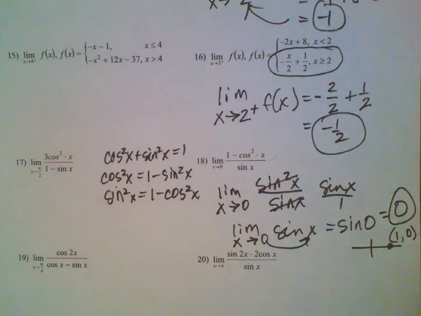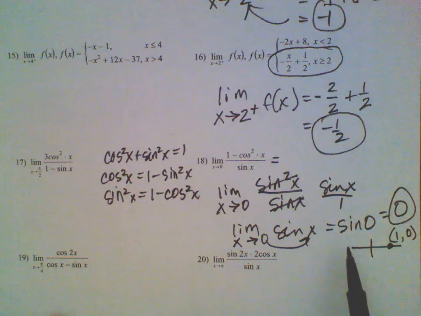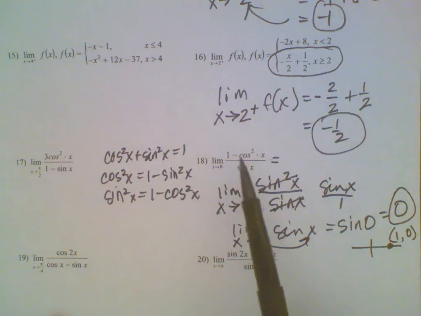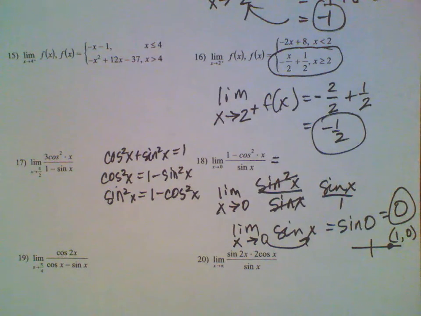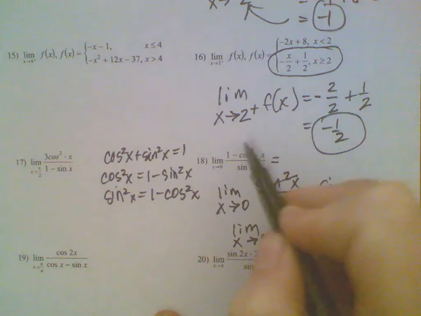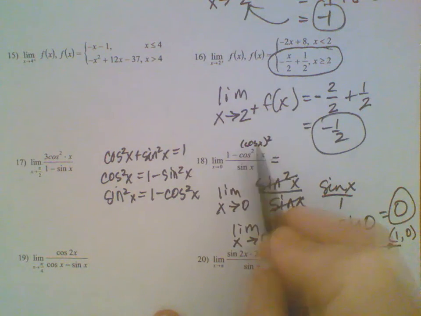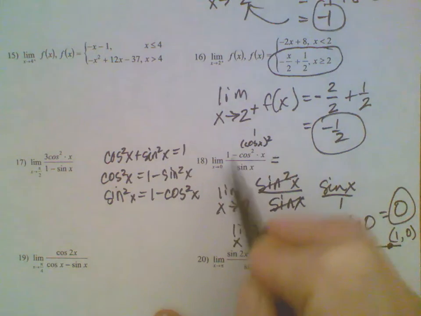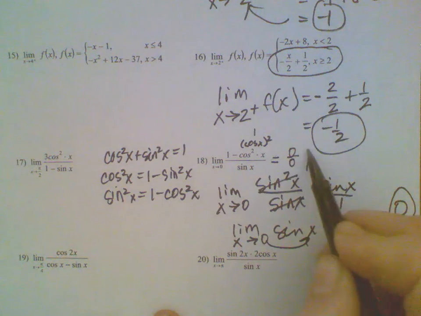Now I should back this up because I should bring up the fact that if I can plug this in and I can get a value, I don't even necessarily have to do this. Always try direct substitution as your first step. But as you'll see, if I plug that in, I'm going to end up with 1 minus, remember, this is like cosine x squared. So this is the cosine of 0, which is 1. So this is 1 minus 1 squared, which is 0, over the sine of 0, which is 0. And again, that's that indeterminate form.